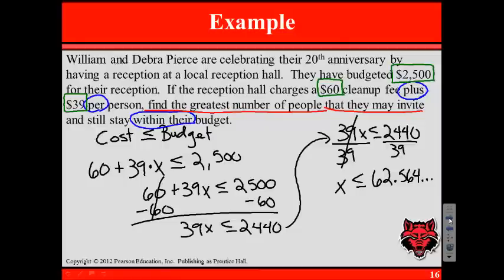And so to stay within budget, we can only invite at maximum 62 people. We cannot round up to 63. Typically we would, if this wasn't an application problem, if this was just an equation we were solving, we might round up to 63. But if we go up to 63, it would cost too much money. We would not be able to stay within budget. So we round down. And typically when we talk about financial problems, budget problems, we are going to round down so that we don't spend too much money.